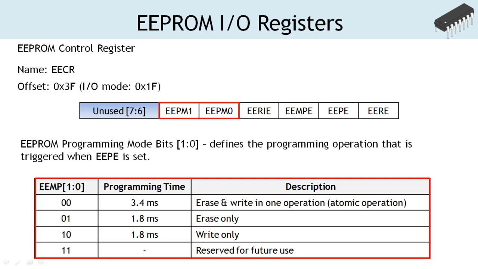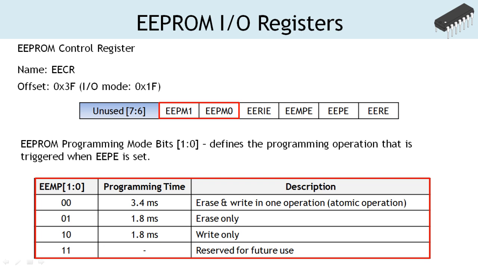The EEPROM programming mode bits, that is bit number 5 and 4, are used to select the programming action when the EEPROM program enable bit, that is EEPE, is set. The microcontroller supports three different programming operations. Writing the bits with the value 00 causes the EEPROM to be erased and written with the new data in an atomic operation. This programming mode takes 3.4 milliseconds to complete the operation.